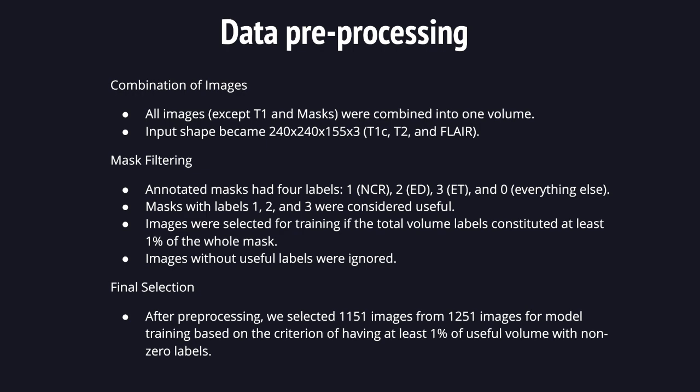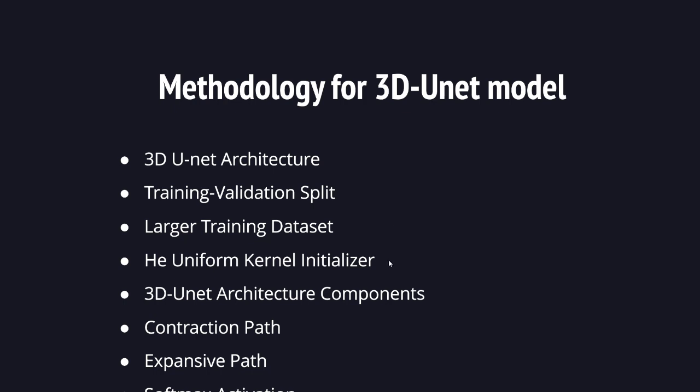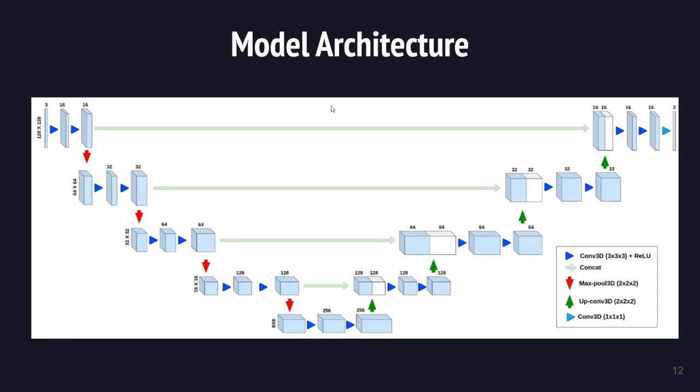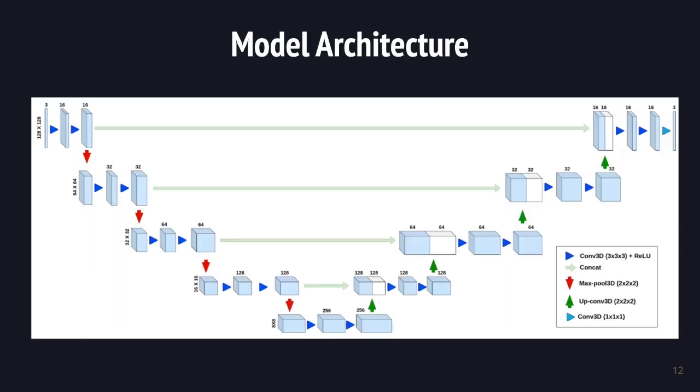For the methodology, we are using 3D U-Net architecture, a large training dataset, and a U-Net with kernel initializer. This is our model architecture. If we can see, we are converting 2D arrays into 3D images, and this is our convolution 3D, which is 1 by 1 by 1.